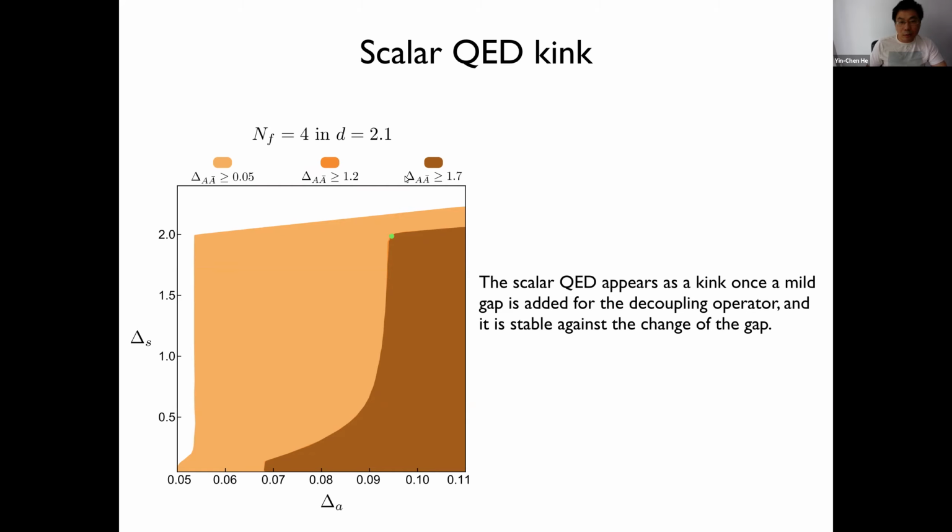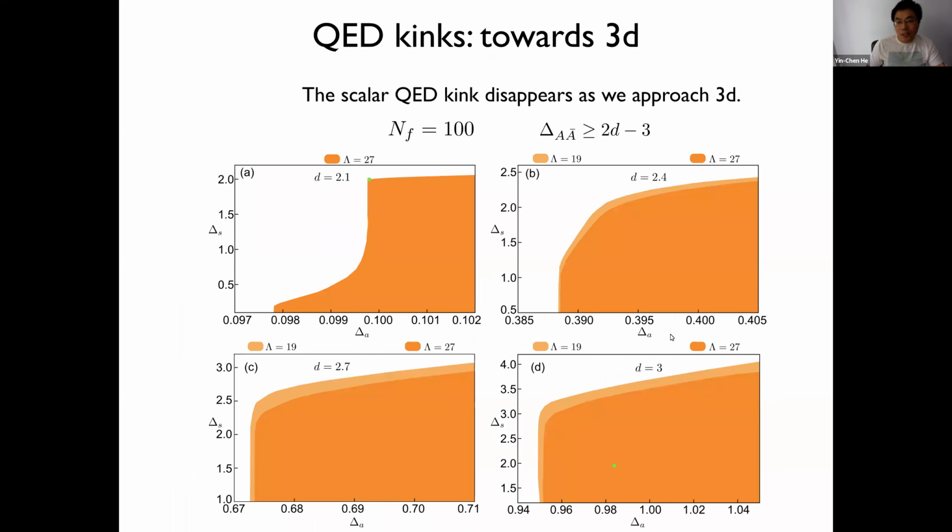For example, here I plot two different gaps, like 0.2 and 1.2 and 1.7. You cannot see any visible difference between the bounds obtained by the different gap conditions. And those gap conditions are still considerably smaller than the physical gap of the scalar QED. So this result tells us that it's pretty nice that we have scalar QED appearing as a kink when we add a pretty mild gap in the decoupling operator, and it's stable against the change of gap. This result is nice, but the most interesting question that we care about is of course 3D.